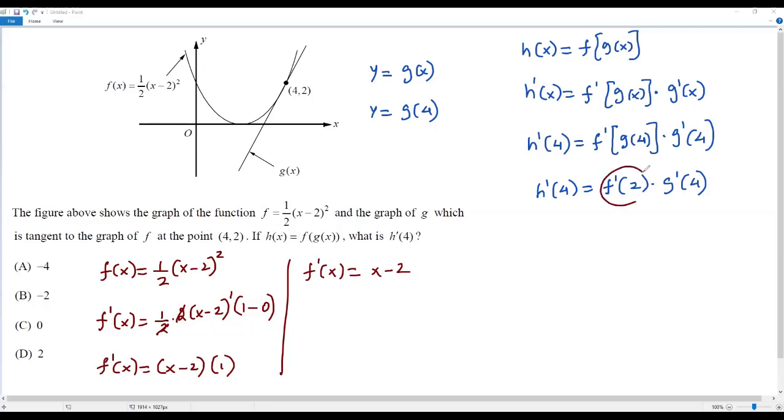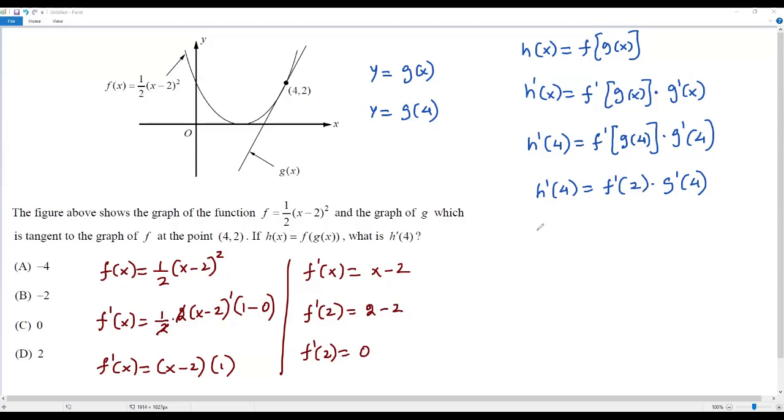But our aim is to get the value of f prime of 2. That is, I have to plug in 2 for x. Let me plug in 2 for x. On the right side also I have to plug in 2 for x. When I plug in x equals 2 over here, I get 2 minus 2. Then f prime of 2 equals 2 minus 2, which is 0. Now I got the value of f prime of 2, that is 0.